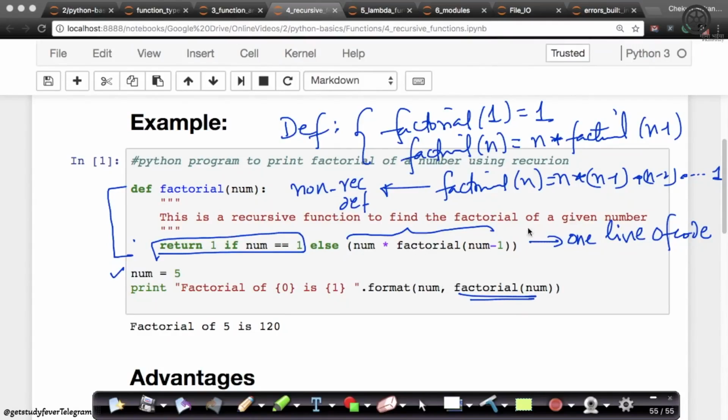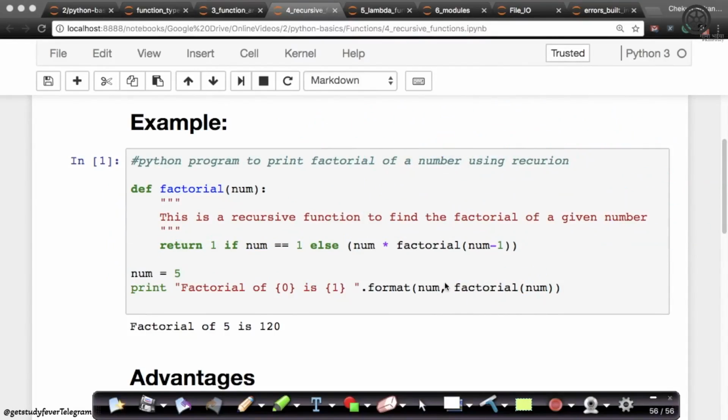Now, let's understand what's happening internally. This is very, very important. What happens when you call this function? The flow of the program is very, very important. When I call factorial of 5, what happens? It goes here. It says return 1 if num equals 1. No. So it says return num multiplied by factorial of num minus 1. To compute this multiplication, it now has to compute factorial of num minus 1.